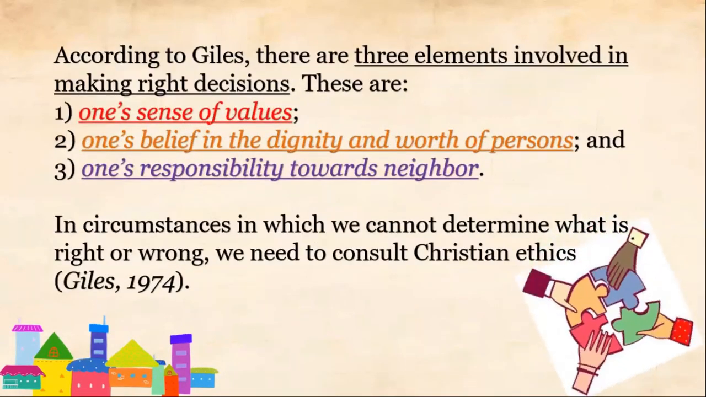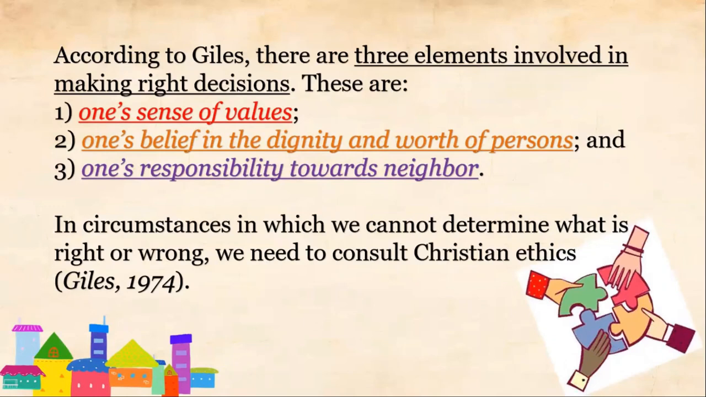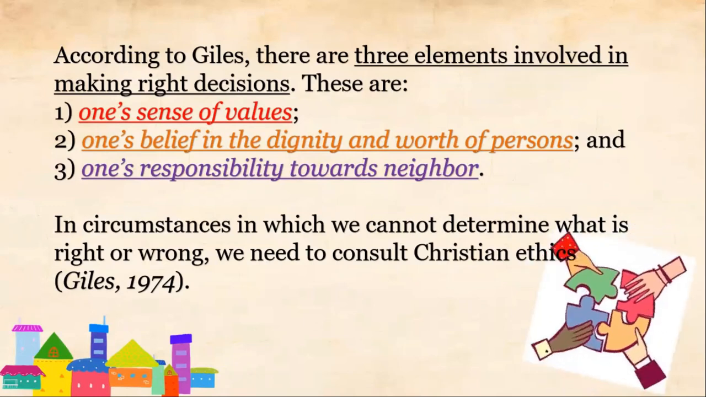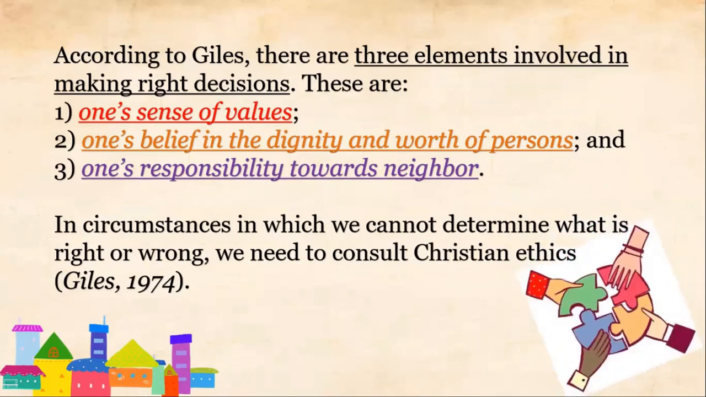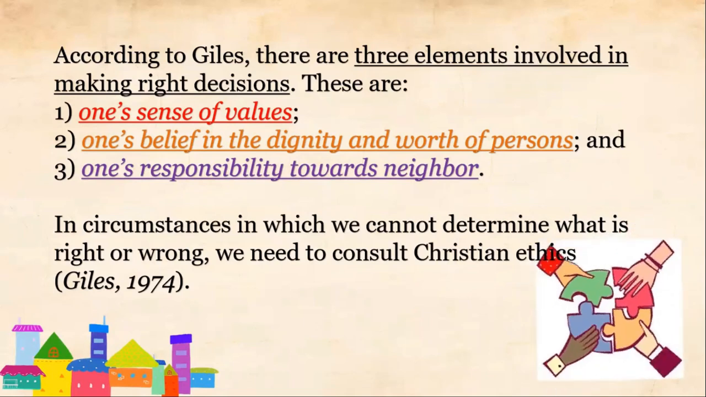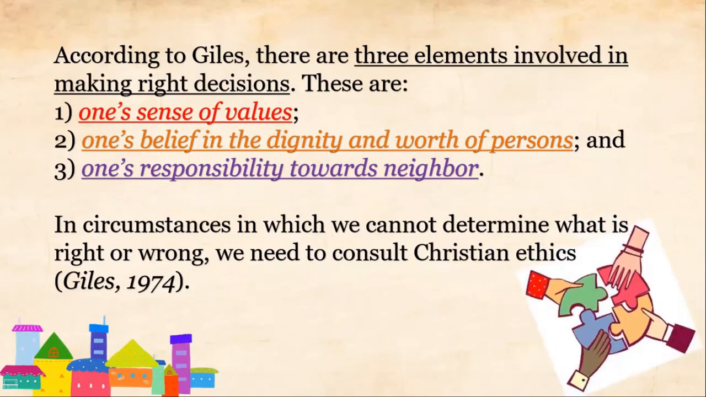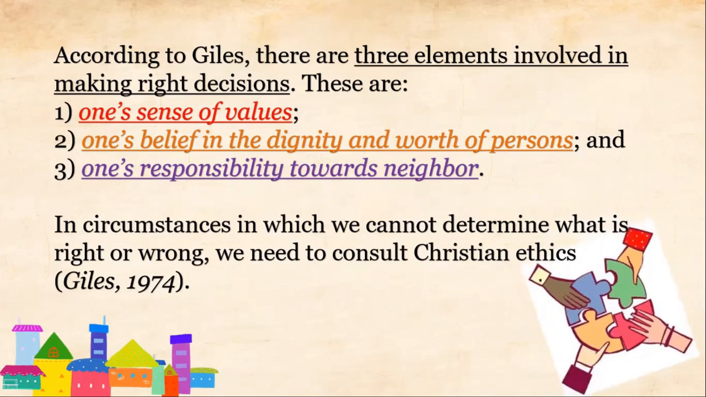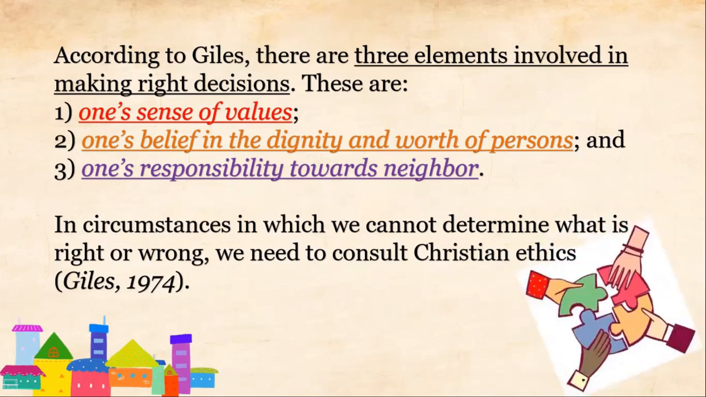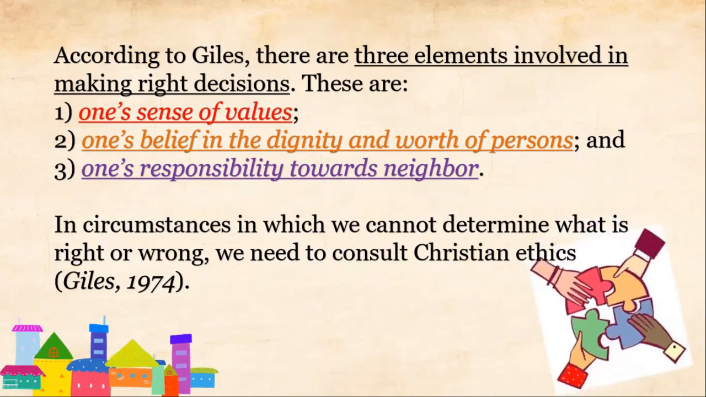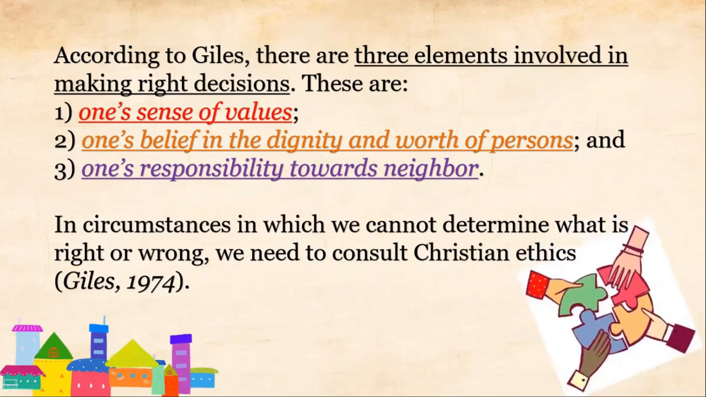According to Gillis, there are three elements involved in making right decisions. These are one's sense of values, one's belief in the dignity and worth of persons, and one's responsibility towards neighbor. In circumstances in which we cannot determine what is right and wrong, we need to consult Christian ethics.